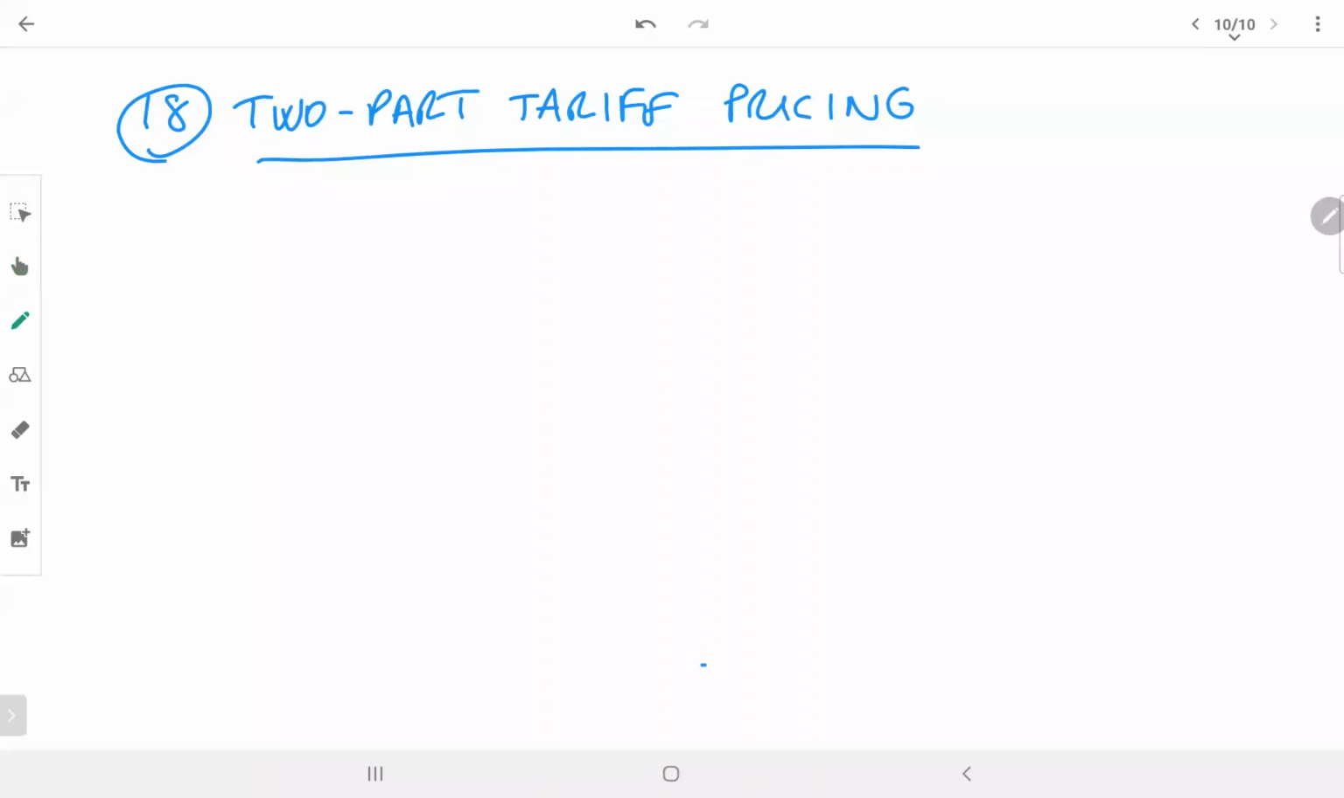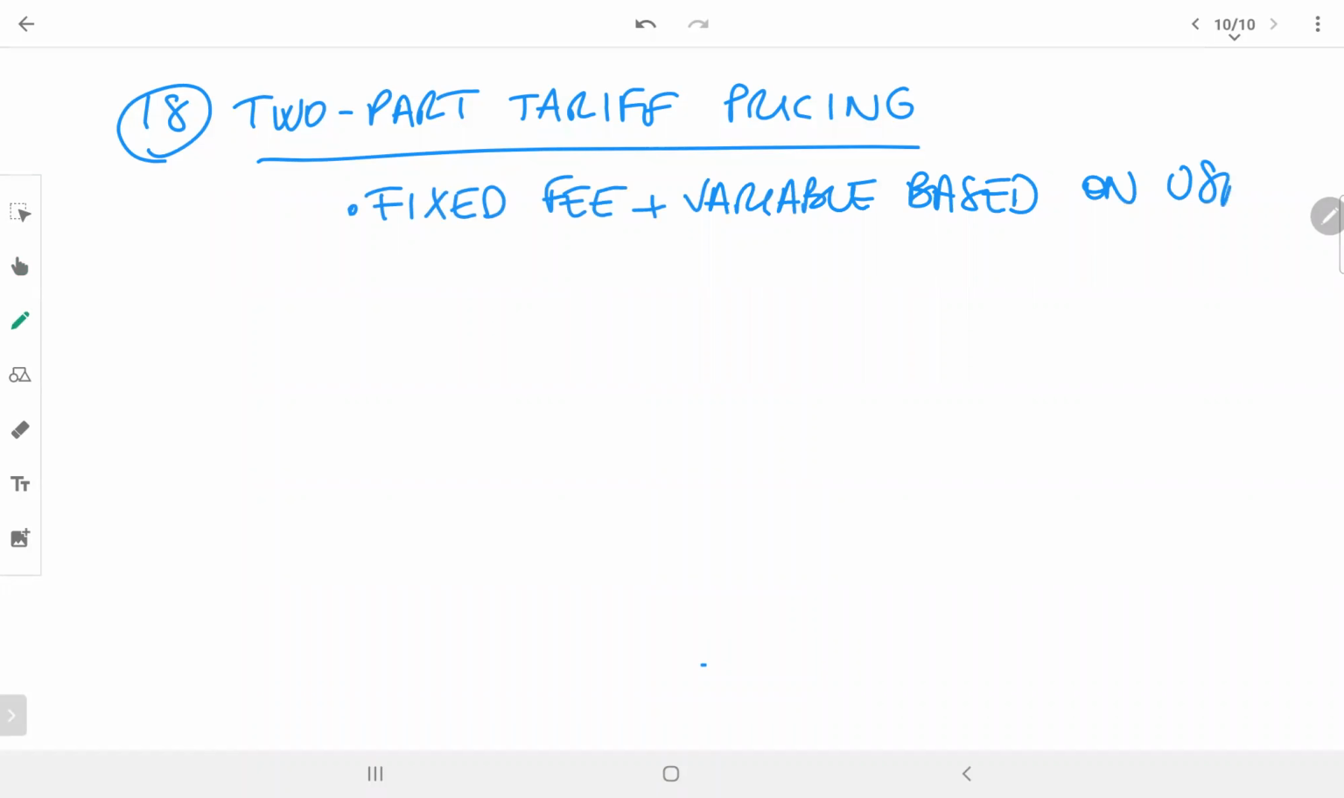Two-part tariff pricing consists of a fixed fee plus a variable fee based on usage. So you pay something fixed, and then you're going to pay something based on usage. And this fixed fee usually covers the fixed costs.